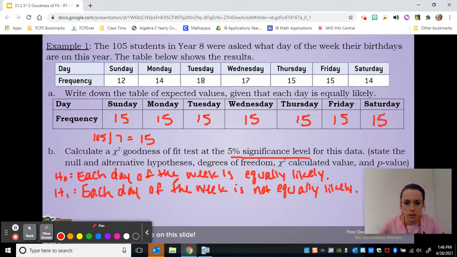So next up, they want us to write out the degrees of freedom. So my V or DF, either way. I'm taking the total number of values I have, which is 7 since it's the days of the week, minus 1. So my degrees of freedom, or the number of degrees of freedom I have, is 6. The calculated value and the p-value, again, are going to come from our calculator.